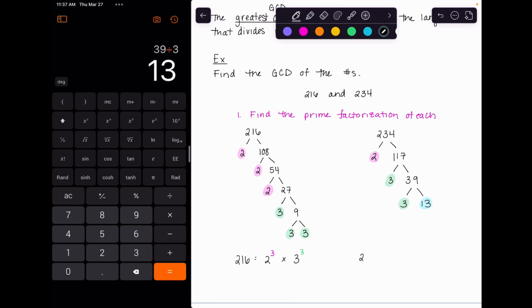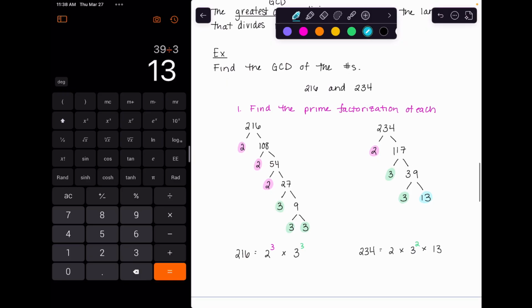So my prime factorization for 234 involves 2s, 3s, and 13s. I have a single 2, so I don't need to write an exponent on that. I have two 3s, and again, I have a single 13, so you could put a 1 here if you want, but you don't need it, okay?